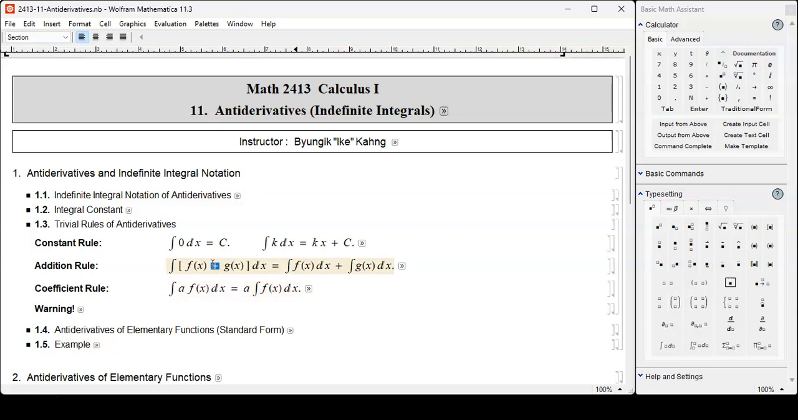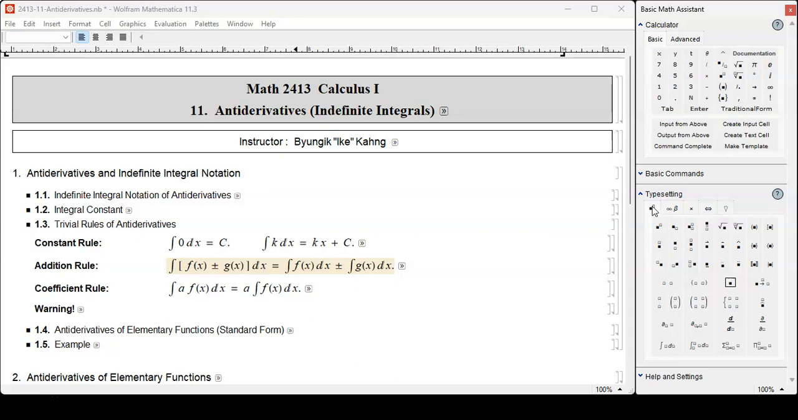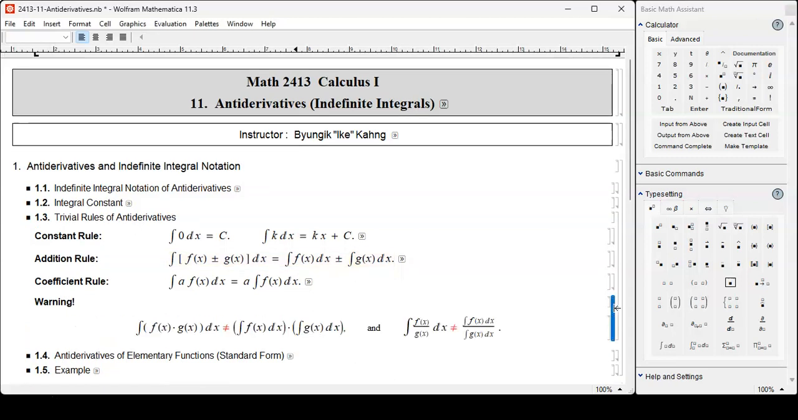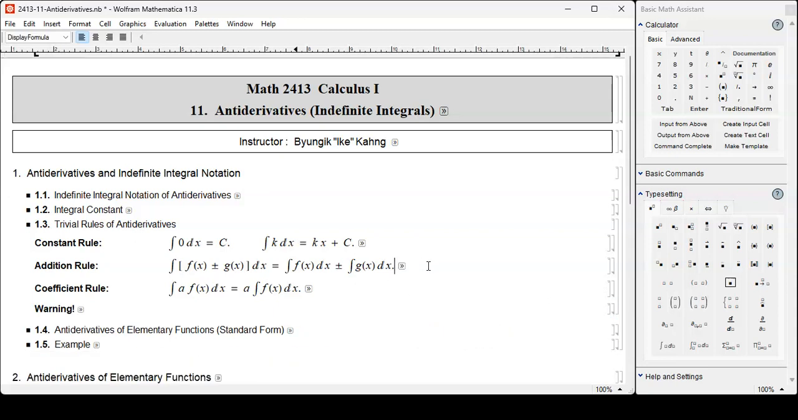As a matter of fact, this one works for subtraction as well. For multiplication or division, on the other hand, they do not work. You cannot separate multiplication or division. For addition or subtraction, yeah, you can do that.